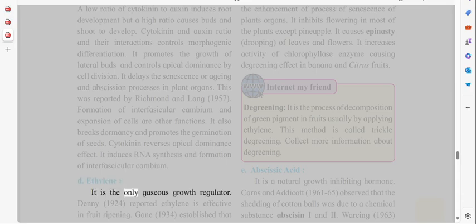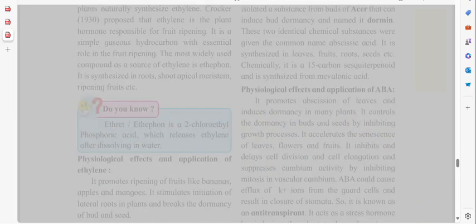Ethylene, it is the only gaseous growth regulator. Denny, 1924, reported ethylene is effective in fruit ripening. Gunn, 1934, established that plants naturally synthesize ethylene. Crocker, 1930, proposed that ethylene is the plant hormone responsible for fruit ripening. It is a simple gaseous hydrocarbon with essential role in the fruit ripening. The most widely used compound as a source of ethylene is ethephon. It is synthesized in roots, shoot, apical meristem, ripening fruits, etc.